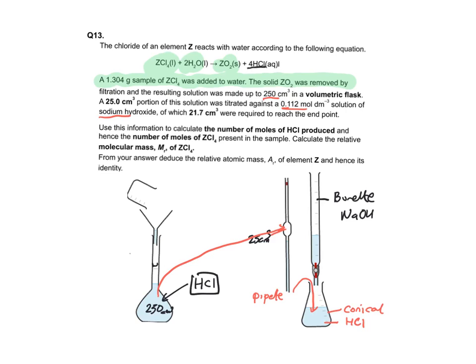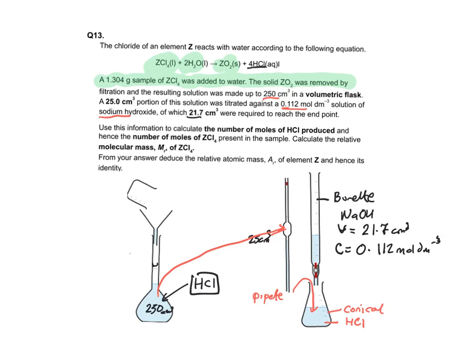And we know that the volume of NaOH that is being used in the titration is 21.7 centimetres cubed. We know that the concentration of the sodium hydroxide is 0.112 moles per dm cubed.